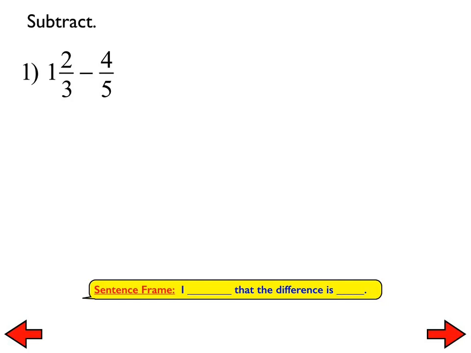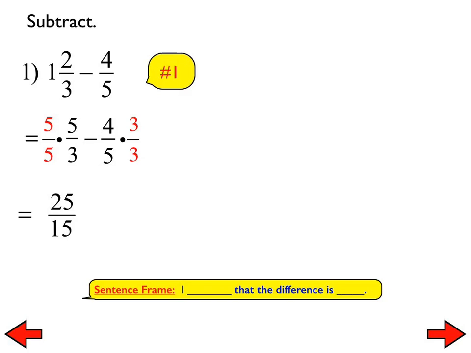All right, so this one's very easy. We've been doing problems like this, once again, since the beginning of the year. We should convert 1 2/3 to 5/3, and 4/5 is already proper. Now we need to find a common denominator, which is 15. So the first fraction turns into 25 over 15. Second one turns into 12 over 15, and we really should not be doing this step yet.